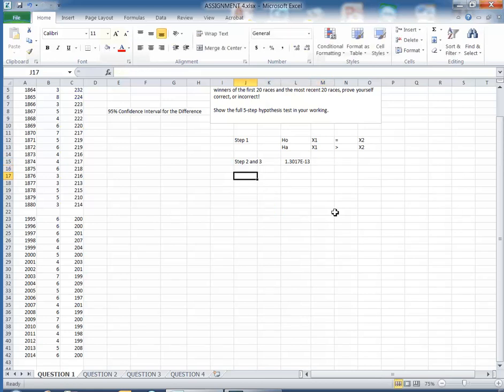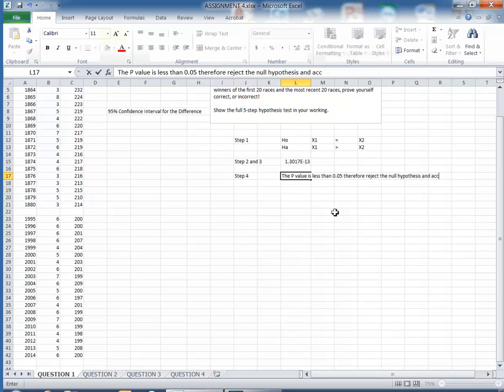So we do that in step 4. The p-value is less than 0.05. So the probability of the null hypothesis being correct is less than 5%. Therefore, we reject the null hypothesis and accept the alternate hypothesis.